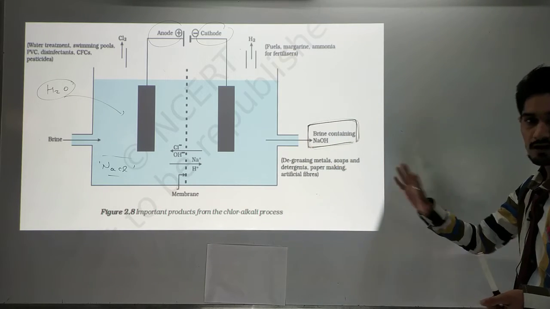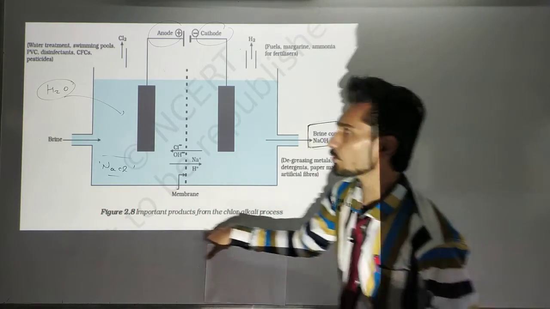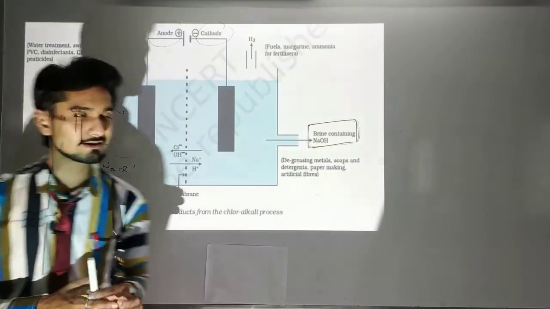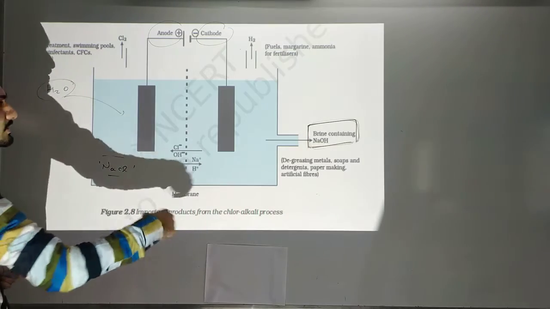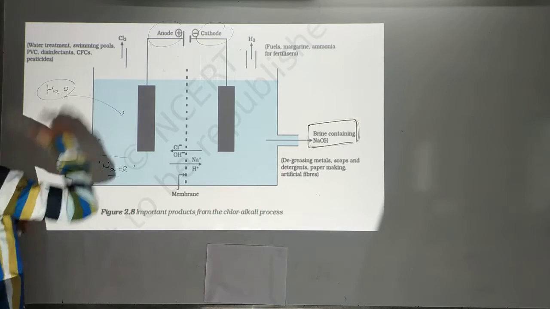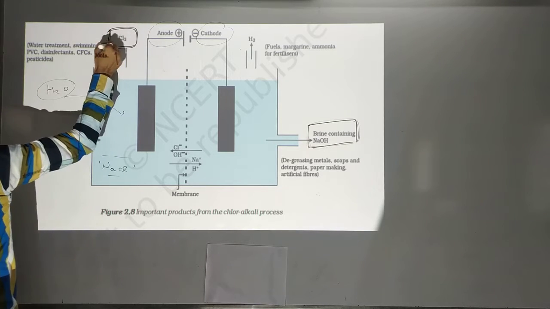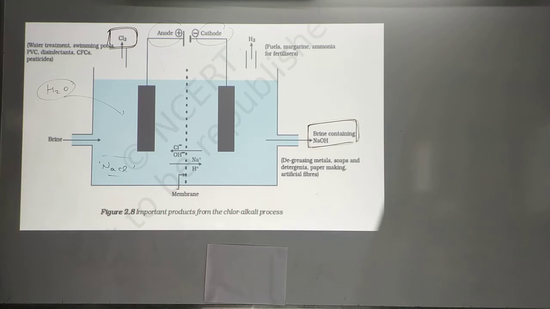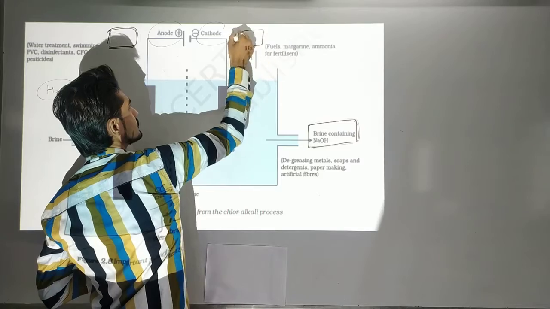Another product that comes from this, and that is very important, is chlorine. What happened to the chlorine? Chlorine turns into a gas, and the chlorine product is released from here. You can see it here. So the chlorine product is released from here. And the third product, hydrogen gas, is released from here.